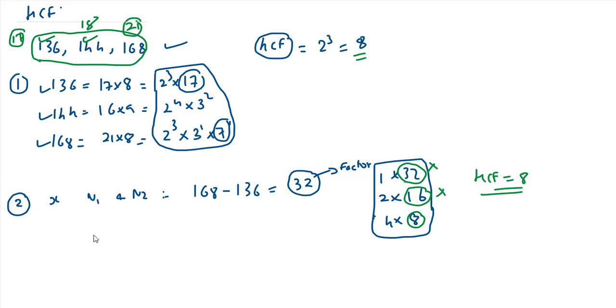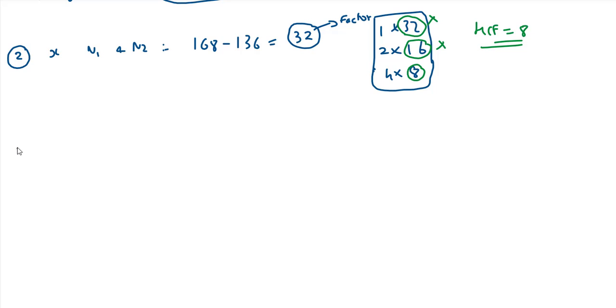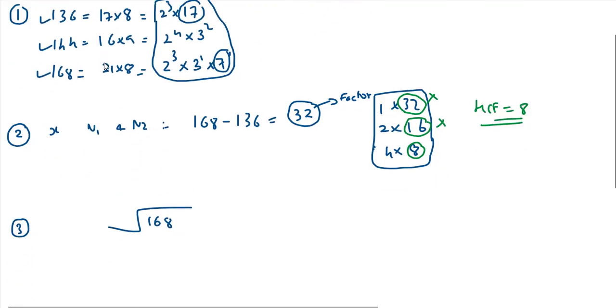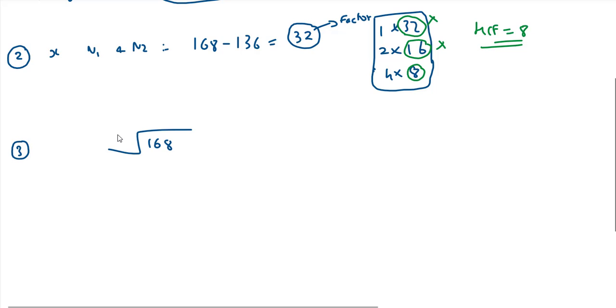Now another method for finding the HCF is you take the greatest number and divide it with one of the smaller numbers. So in this case, the greatest number is 168, and you can take any one of the smaller numbers. You can take 136 also or 144. Let's take 144, and you will have to divide.